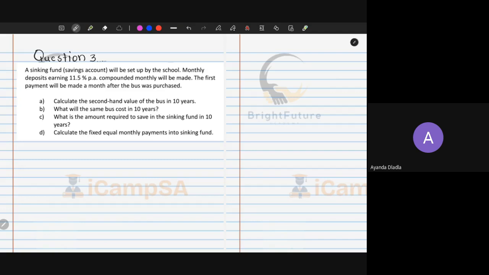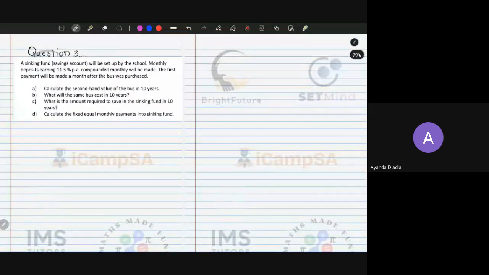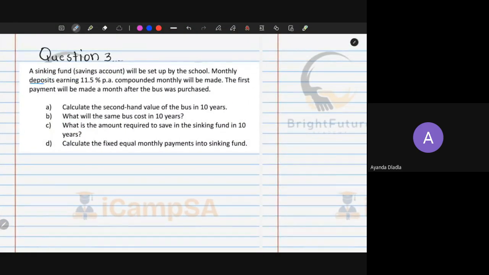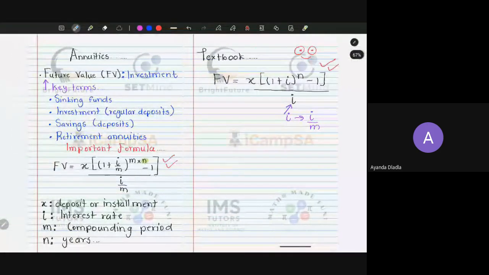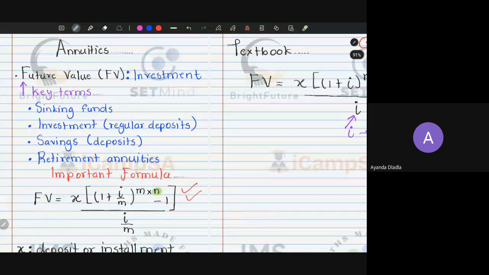Okay. So let's have a look, guys. So here clearly there's what? Deposits being made. But then when we go back to our key terms, we said for us to be sure that it's the future value, if we see sinking funds, we know we are done. If they say savings, investment, we are done. If they say retirement, it is future value. So we need to look for the future value formula.